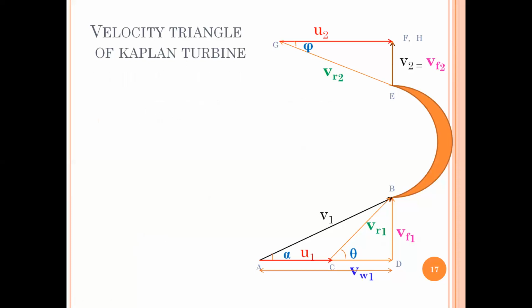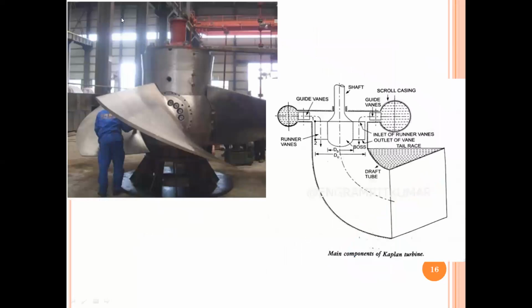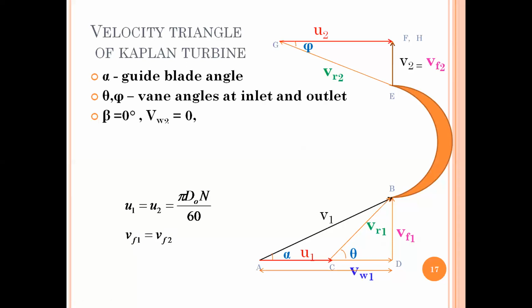Remember, now here the flow is straight down. The absolute velocities V1 and V2 are different, but the component of velocity along the vertical direction is the same. So your absolute velocities V1 and V2 are different, but your vertical velocity remains the same. So these are the two changes which are there in your Kaplan turbine.